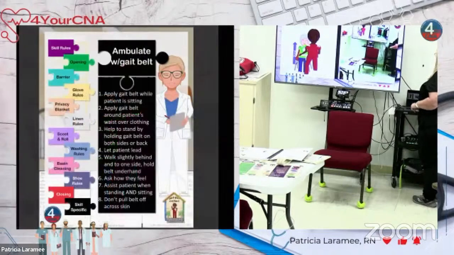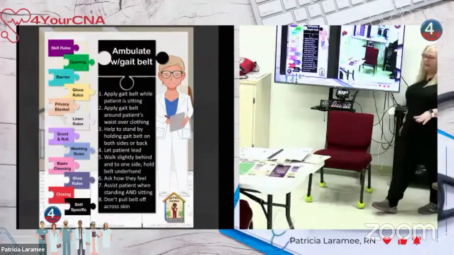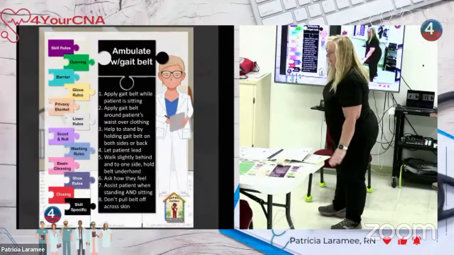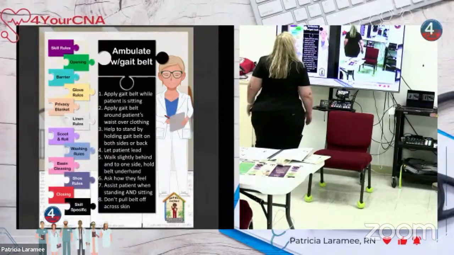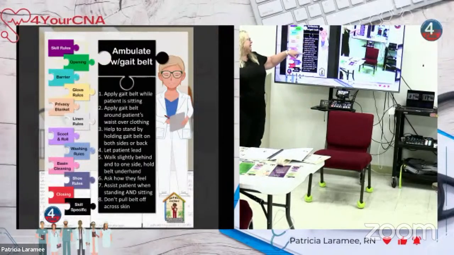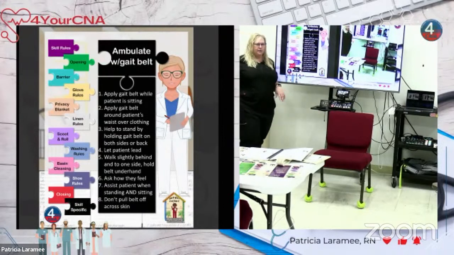So here are our rules for ambulating with the gait belt. And again, you can find these in the packet here. We're going to apply the gait belt while the patient is sitting. We're going to put the gait belt around the patient's waist over their clothing. We're going to help them to stand by holding onto the gait belt around both sides or back. We're going to let the patient lead. We're going to walk slightly behind and to one side, holding the belt underhand. We'll ask them how they feel. And we're going to assist the patient when standing and sitting. And we're not going to pull the gait belt off across the skin.